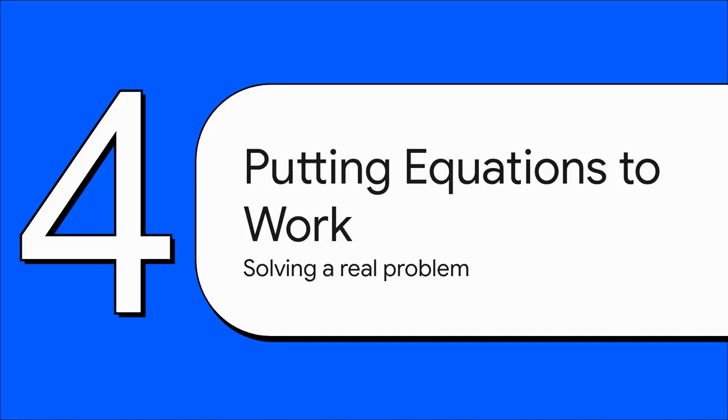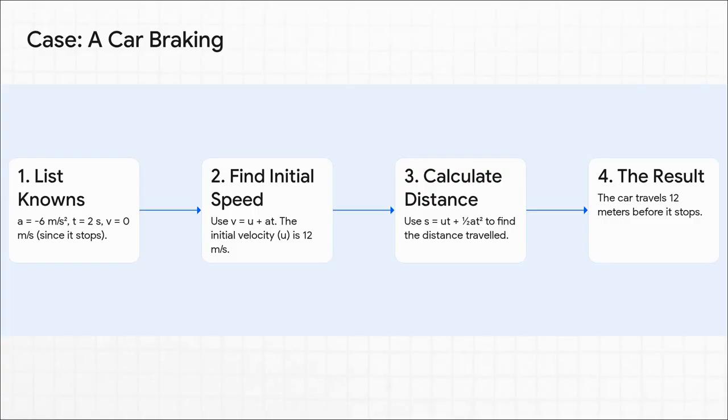Okay, enough theory. It's time to put these equations to the test and solve a real-world problem. So, let's imagine a car slamming on the brakes. The first thing we do is list everything we know. The acceleration is -6 because it's slowing down. It stops in 2 seconds, and its final velocity is 0.